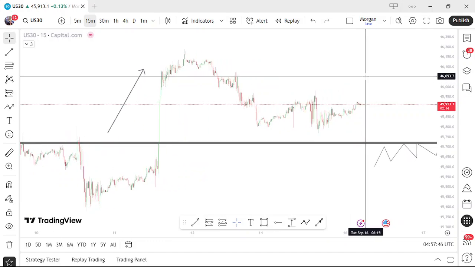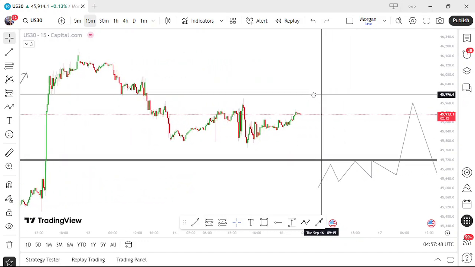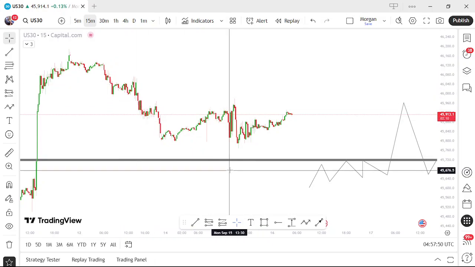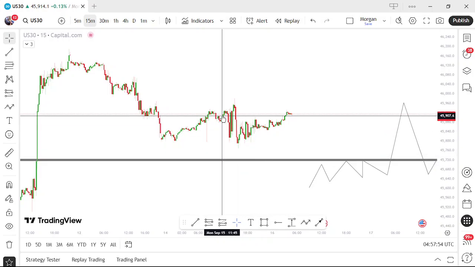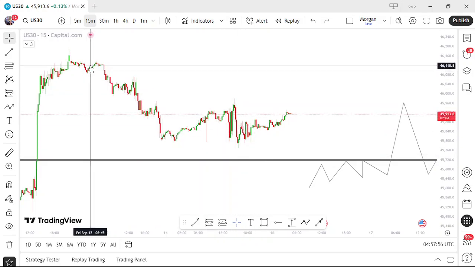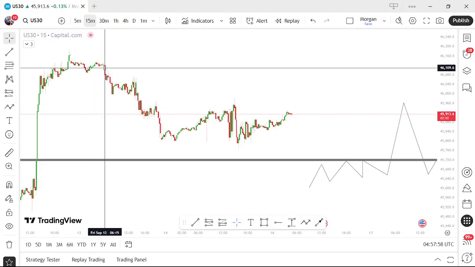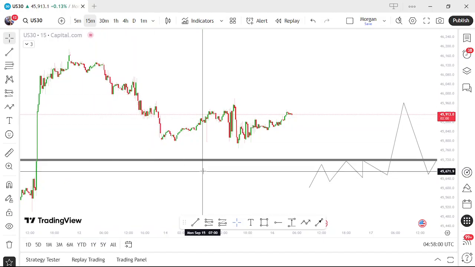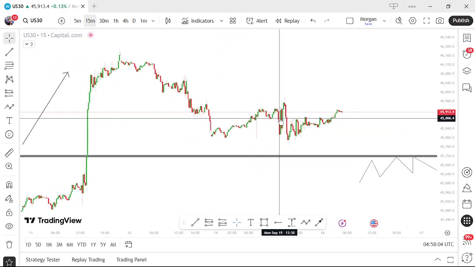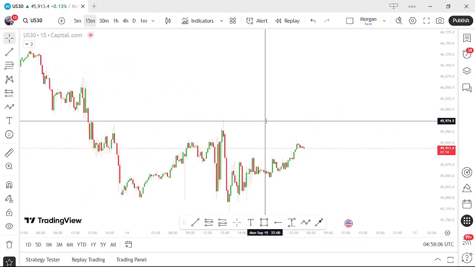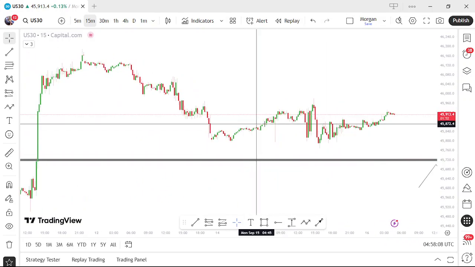So that is the reason why it's important for you to wait for the correction to be done, for you to get back in on the continuation. How do you know the correction is done? You're going to expect a switch from price making these lower lows and lower highs to starting to make higher highs and higher lows.